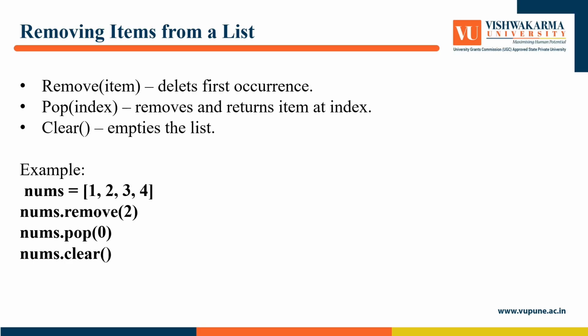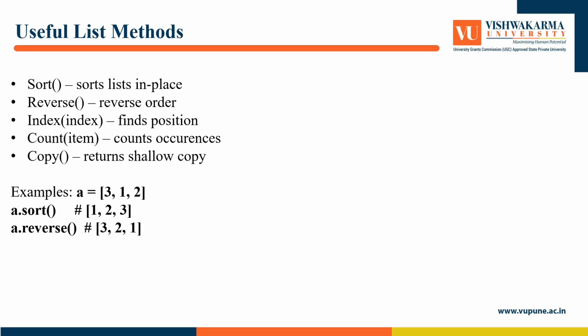Useful list methods. Lists also come with many built-in methods. Some common ones include sort to sort elements, reverse to reverse the list, index to find the position of a value, and count to find how many times a value appears. And if you want a copy of the list that won't affect the original, use copy.